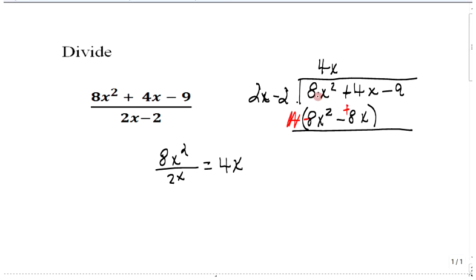Now we combine the like terms. 8x squared and a negative 8x squared cancel out. Positive 4x, positive 8x gives us positive 12x. Then we bring down that minus 9. Then we repeat that same process. We take the first term here, divide it into the first term there. In other words, we take 12x and divide it by 2x.